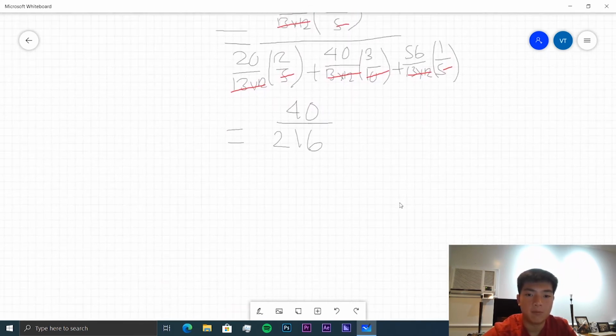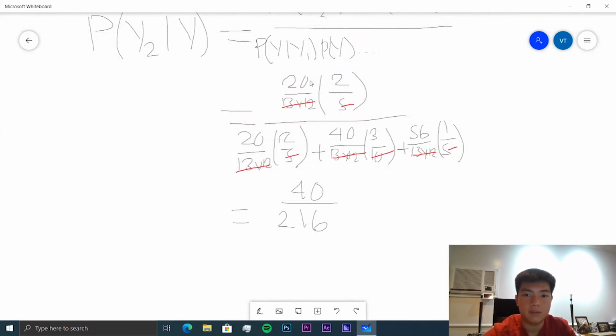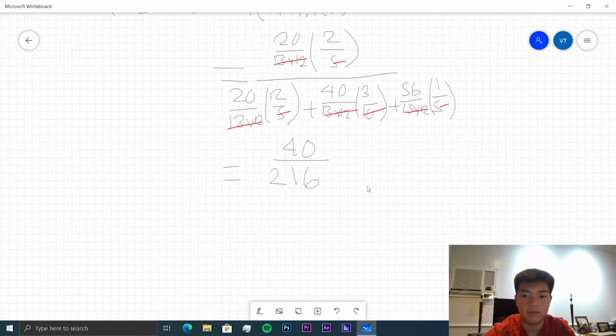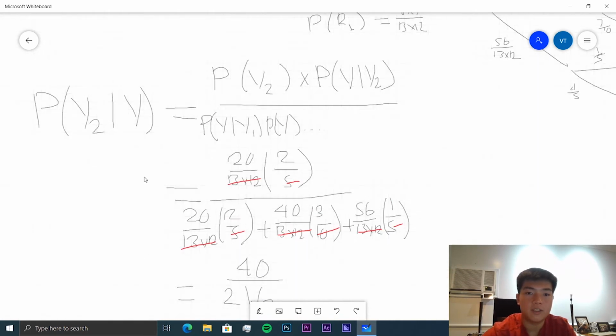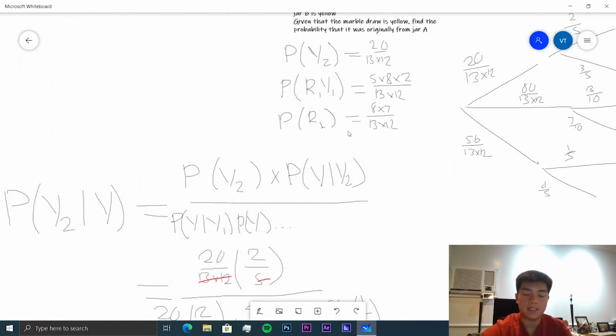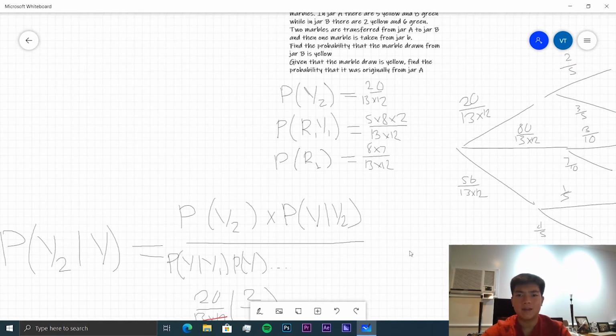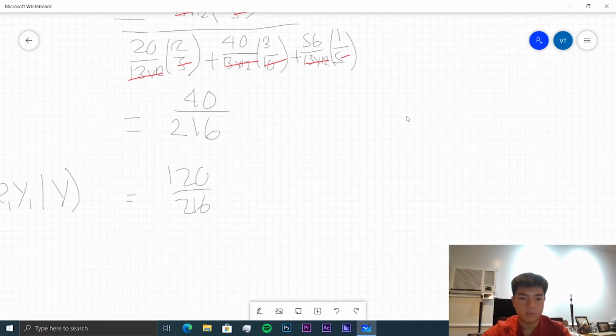Now the probability that 1 was drawn is similar. We just replace this 20 times 2 with 40 times 3. So the probability that 1 red and 1 yellow were picked, given that a yellow was drawn, is equal to 120 over 216. And we can do the same for drawing 2 reds, except that we can actually skip this case, because if we drew 2 reds, that means that it's impossible that the original marble was from jar A.